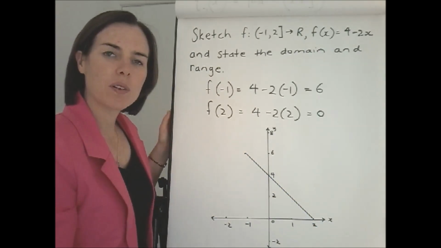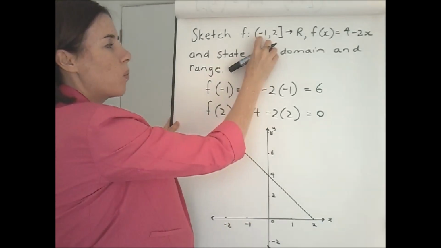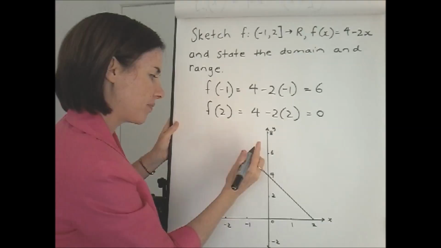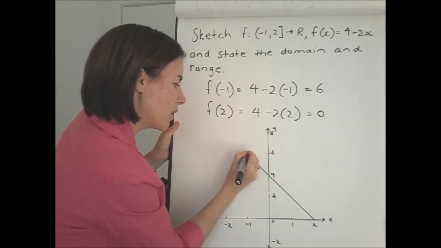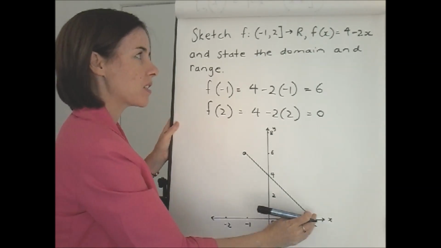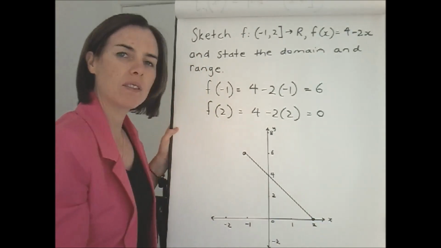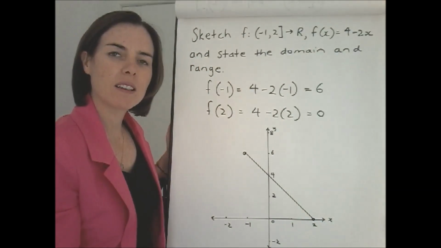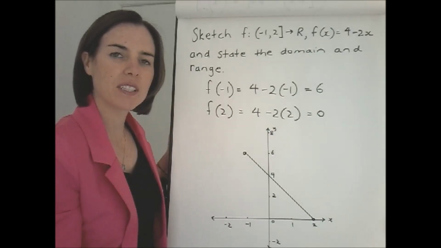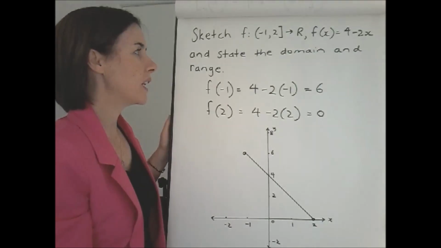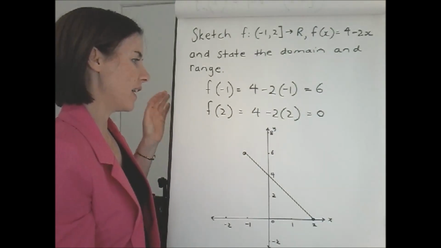And to finish it off, with those endpoints, the -1 is not included in the line. Now that's here, so that's an open circle. And the +2 is included as part of our line. So make it visible and make it very clear that that circle is closed in, filled in. Okay, that's the graph. We need to state the domain and range.